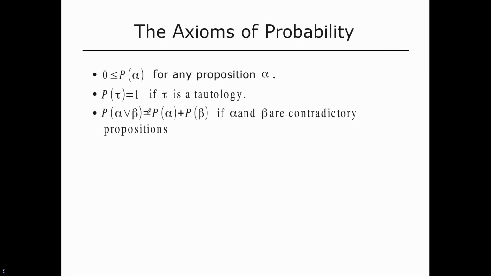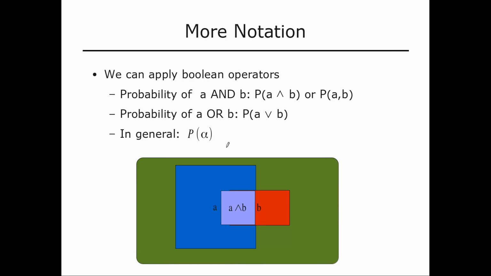And if two events are contradictory, if these are contradictory propositions, if we know that only one of them can be true, then the probability of alpha or beta equals the probability of alpha plus the probability of beta. So thinking back to our Venn diagram picture, that would be the case where there's no overlap between A and B, and the probability of A or B would be the sum of the size of those boxes.